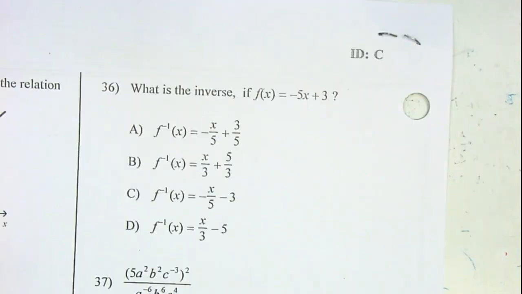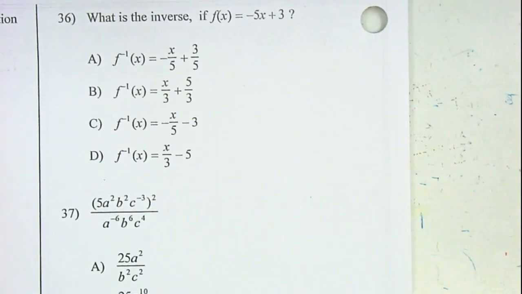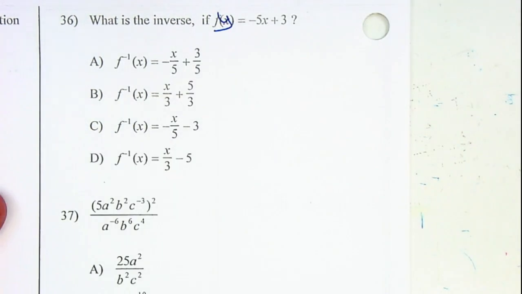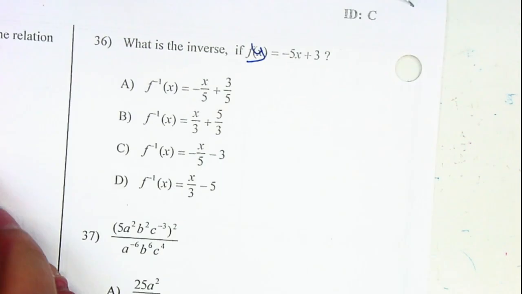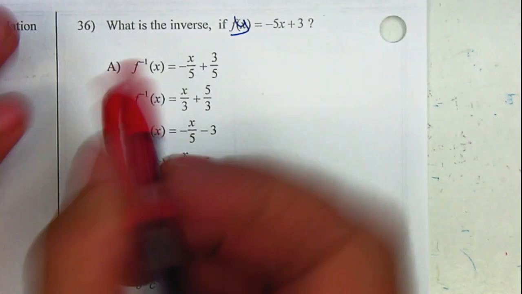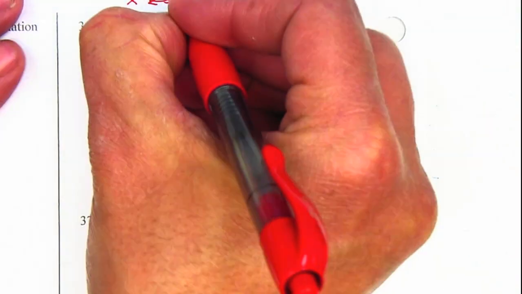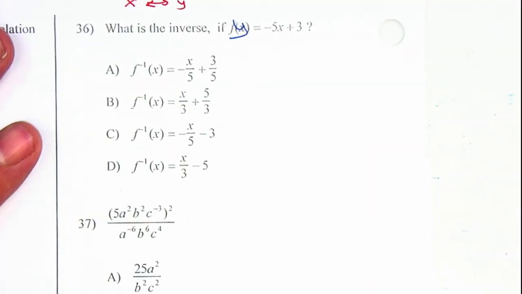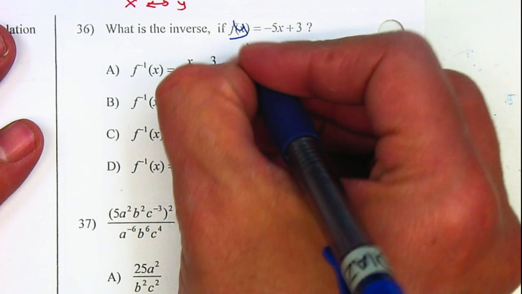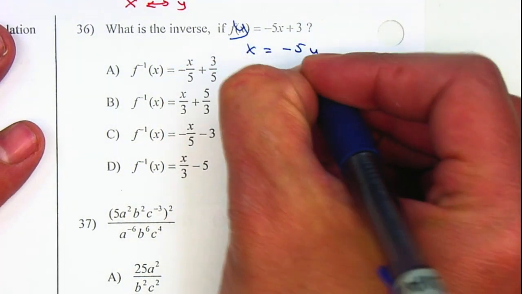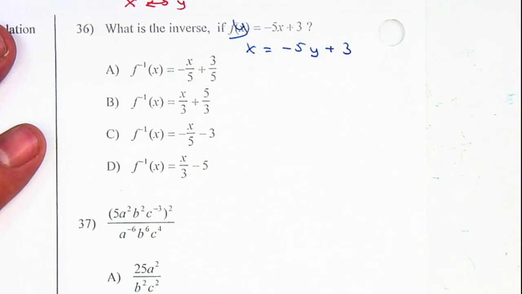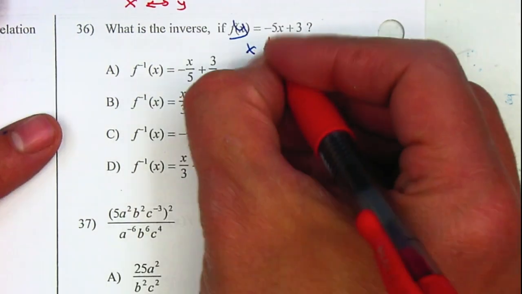Let's continue with problem number 36. What is the inverse? Remember, this stands for what? To find the inverse, we need to switch the x with the y. So the y becomes an x, and the x becomes a y. And now we just need to solve for y. You need to show me every step.